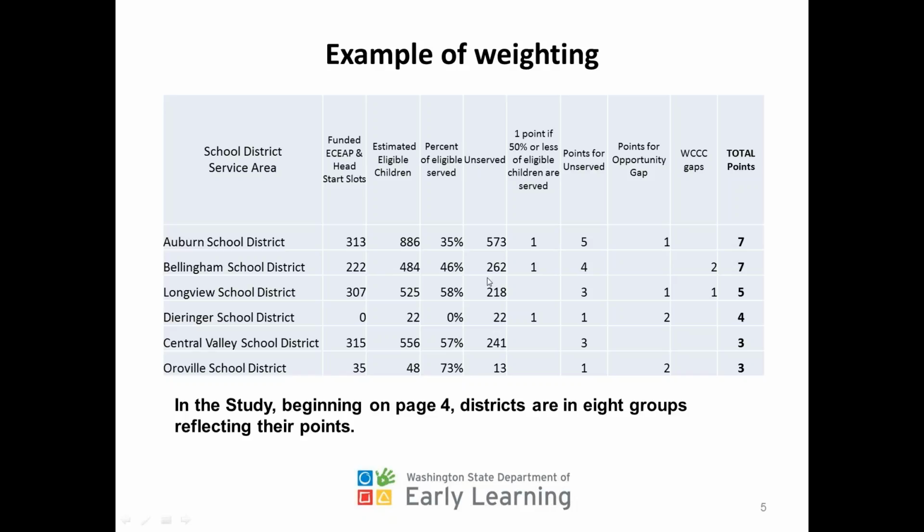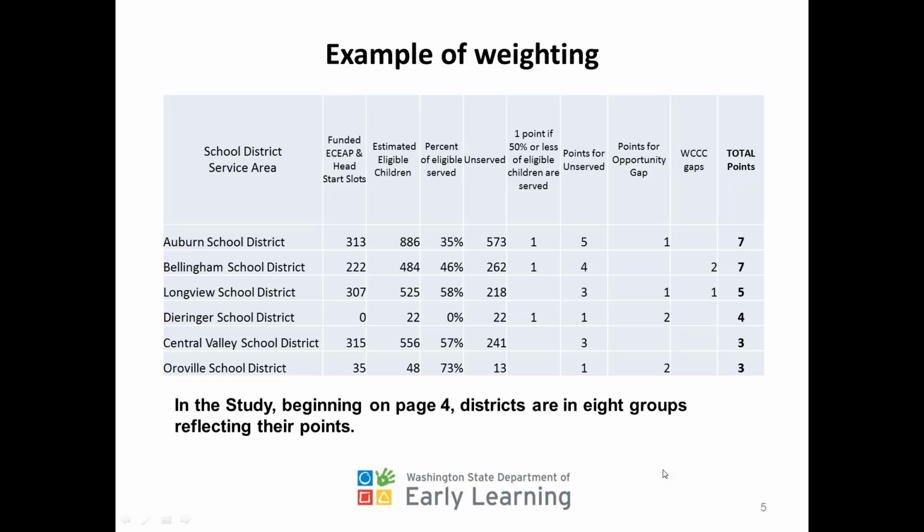You can see that Bellingham School District, just under Auburn here, has a 7-point total also, but they got their points in a different way. 1 point for serving less than 50%, 4 points for the total number of unserved children, and then 2 points for losing providers who were serving Working Connections child care subsidy children. Okay, and I just put up a variety here so you can see the various ways this could play out. Darrington School District has no current slots, but 22 eligible children, for example.